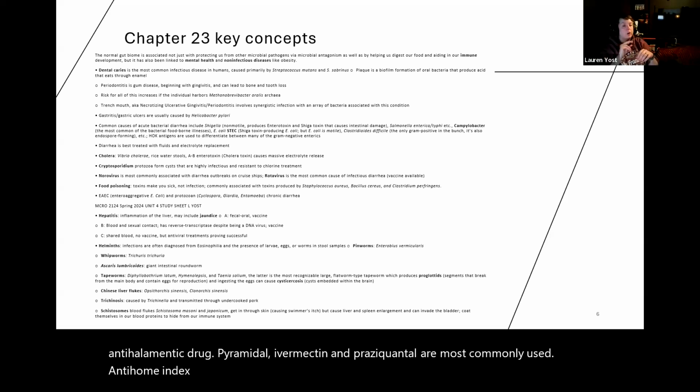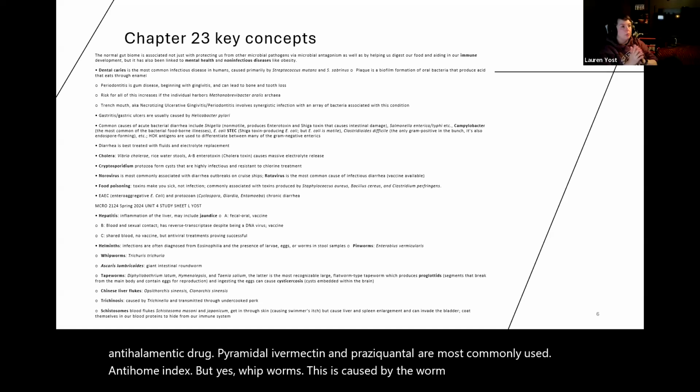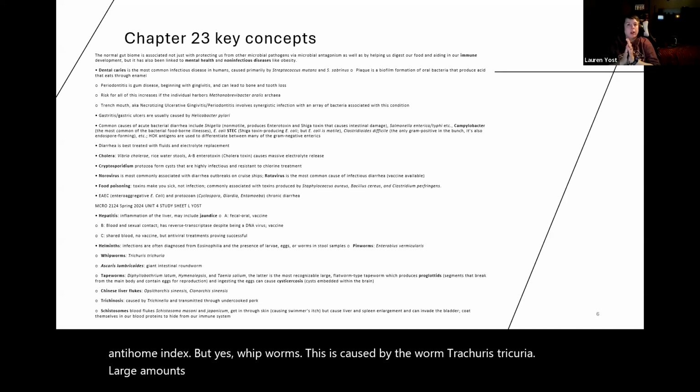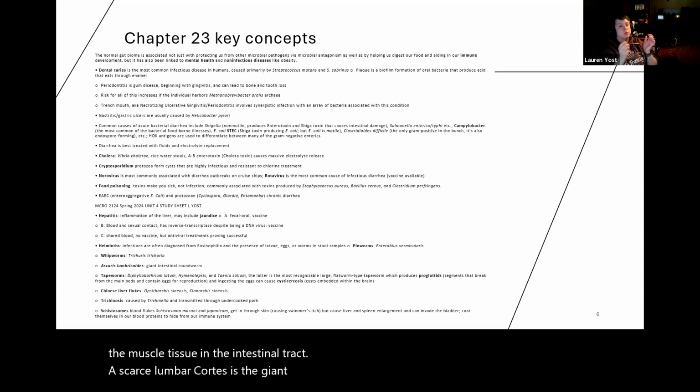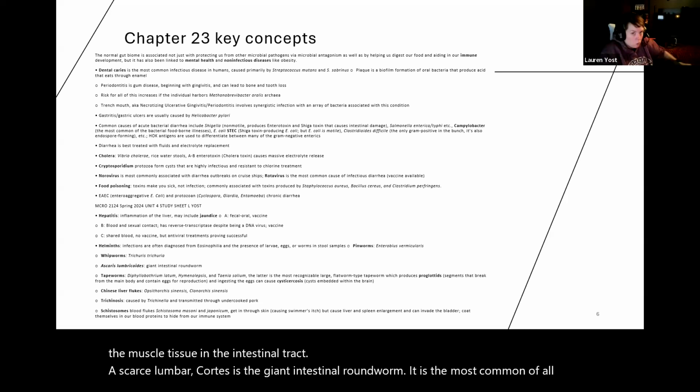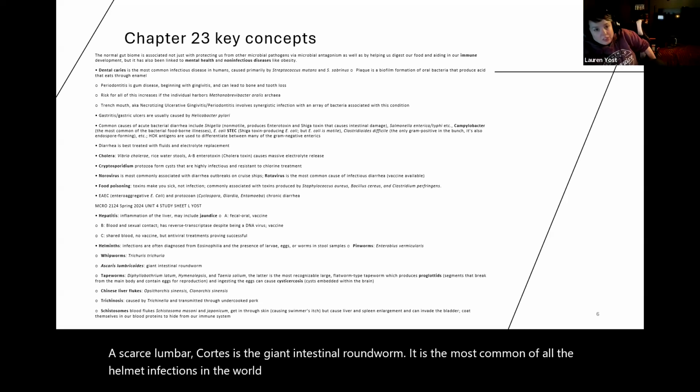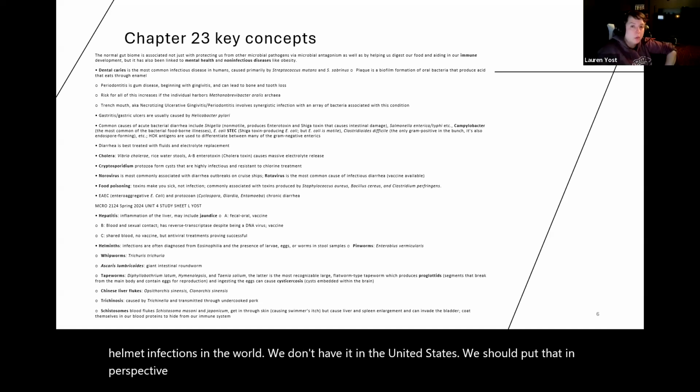But yes, whipworms, this is caused by the worm Trichuris trichiura. Large amounts of eggs and larvae are produced from this, and this can lead to loss of the tone of the muscle tissue in the intestinal tract. Ascaris lumbricoides is the giant intestinal roundworm. It is the most common of all the helminth infections in the world. We don't have it in the United States, which should put that in perspective, considering we talk about pinworms not being uncommon here.